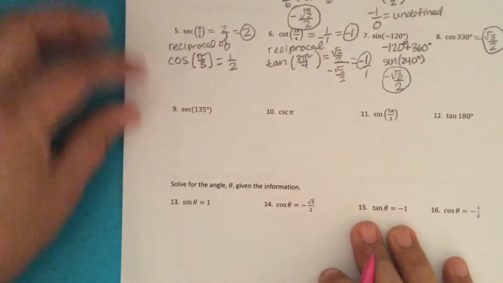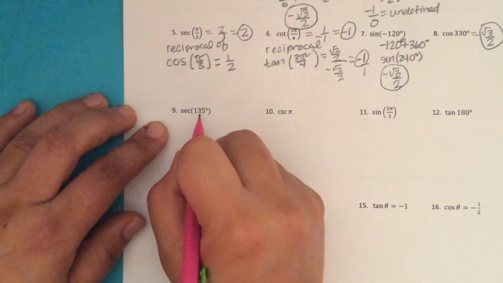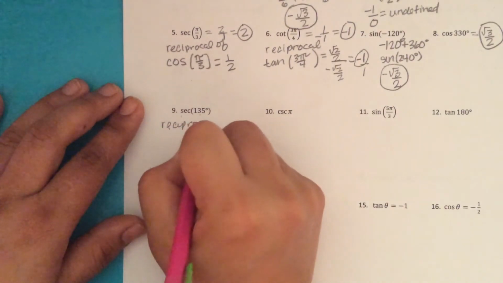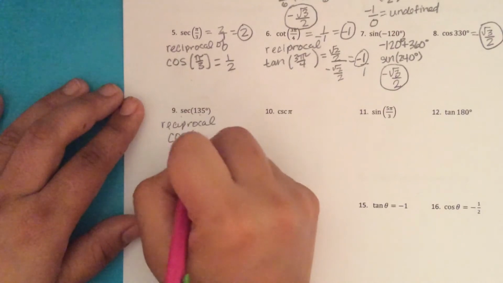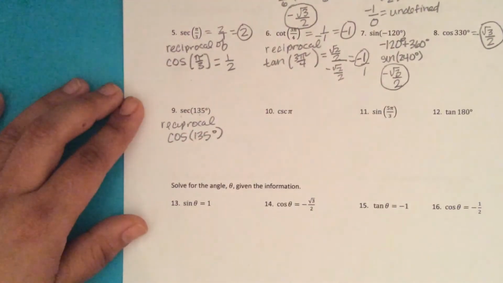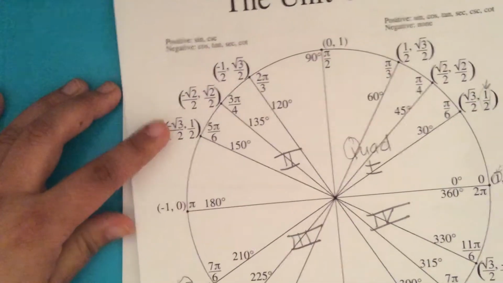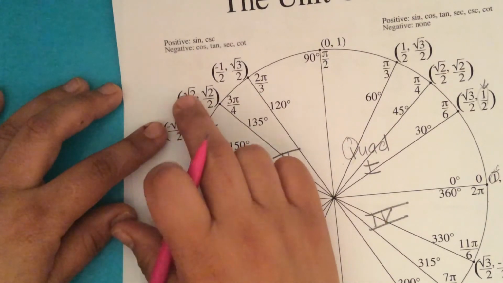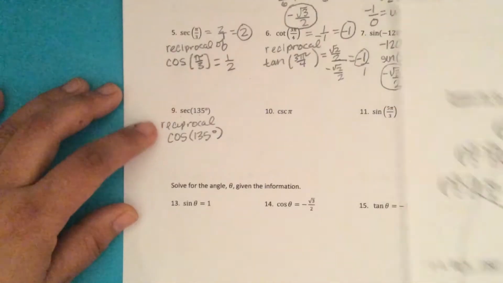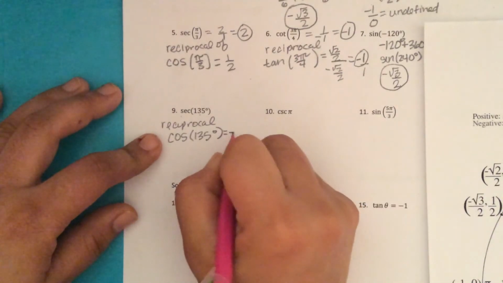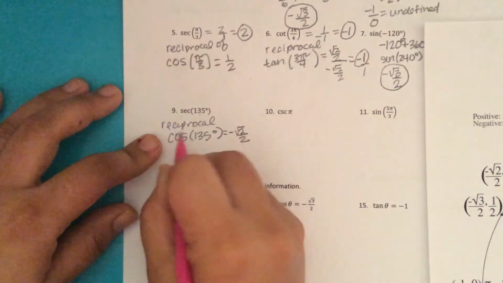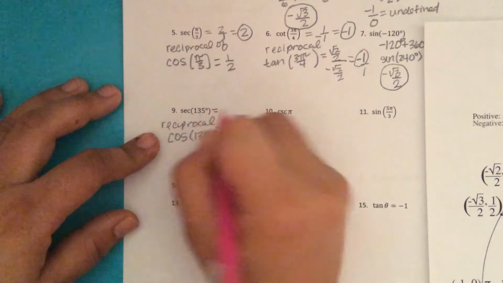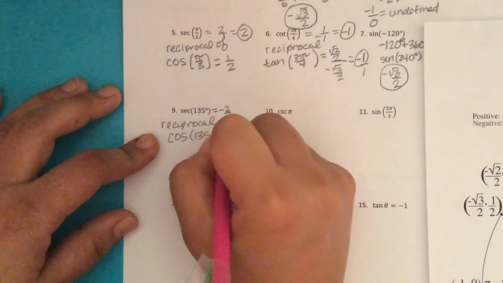Okay, moving on. Now we have the secant of 135. So that is the reciprocal of the cosine of 135 degrees. Okay, so right here we have the 135 degrees is in the second quadrant. So the cosine is negative square root of 2 over 2. That's the cosine, but we want the reciprocal of that. So the reciprocal is going to be negative 2 over the square root of 2.